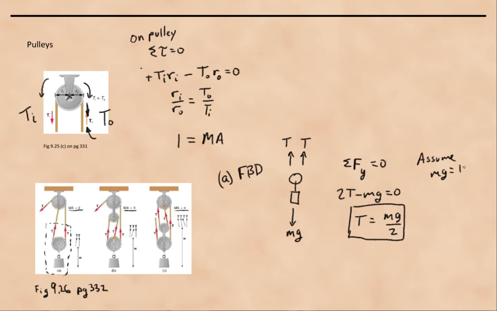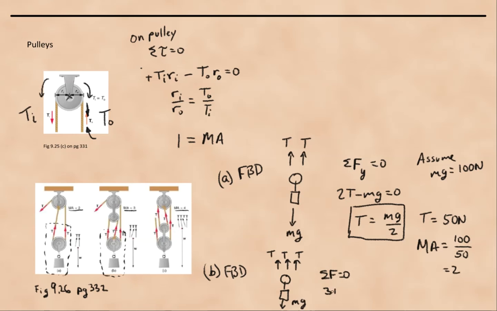Let's assume, for example, that the block has a weight of 100 newtons. In case A, I only have to exert 50 newtons to hold it in equilibrium, or to raise it at a constant speed. So I produce a 100 newton force by only exerting a 50 newton force. I have a mechanical advantage of 2. Similarly, in case B, my free body diagram will look like this, and I have a mechanical advantage of 3. Now, one of the things to know about pulleys is that the rope has the same tension in it all the way through its length, as long as it's the same rope.